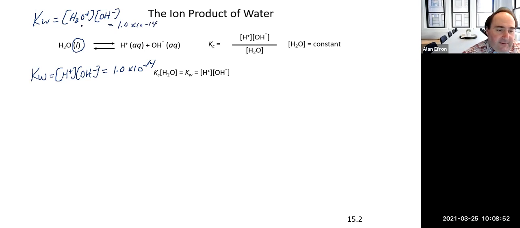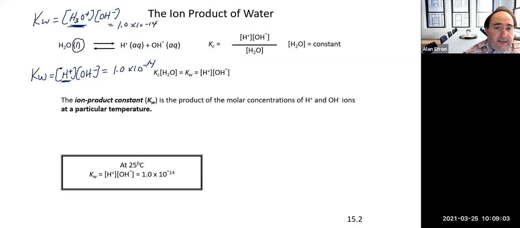So again, as we talked about earlier, you could either use H3O+ if you like, or you could use H+. It is the same thing in this case. Kw is an important relationship because it actually allows us to figure out whether or not the solution is going to be acidic, basic, or neutral. How does it do that?